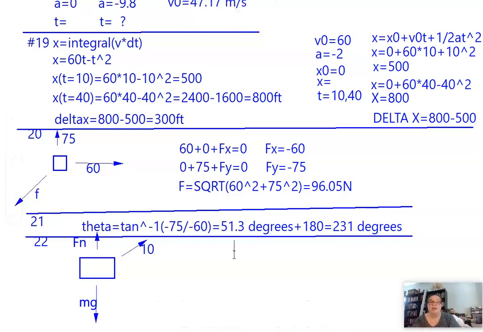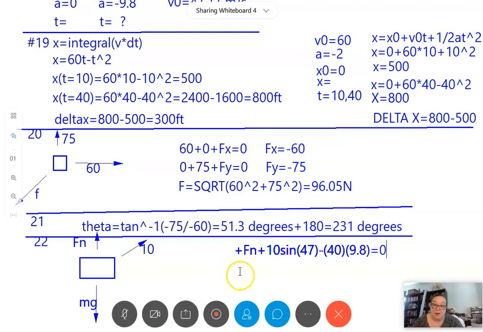To find the normal force, we need to do the sum of our forces in the y direction. And in the y direction, we have the normal force plus the y component of that 10 Newton force. That's going to be 10 times sine of 47 degrees. And then we've got our gravitational force, which is m times g. And together, the sum of our forces in the y direction has to equal 0. From this, we should be able to solve for our normal force.